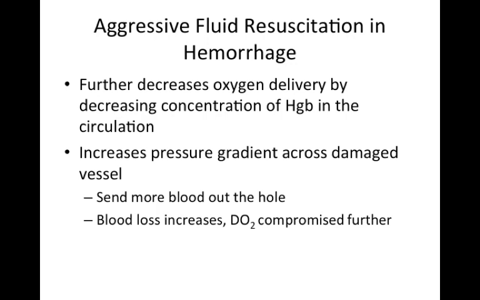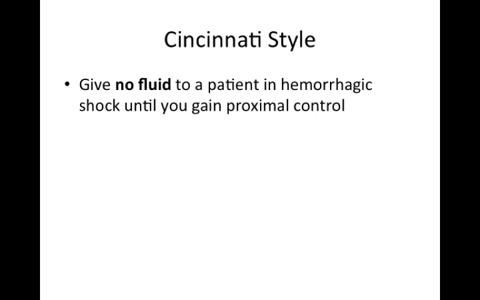If you give aggressive fluid resuscitation to patients with a hemorrhage, especially if a vessel is wide open, all it does is increase the pressure gradient across damaged vessels, sending more blood out the hole. Blood loss increases and oxygen delivery is compromised further. So maybe you should approach them Cincinnati style. It was the people in Cincinnati who do trauma there who first published papers regarding this no fluid resuscitation for patients who are bleeding. What their proposal was is that you should immediately stop the bleeding, gain proximal control, and then resuscitate the patients because you did not want to blow more fluid out the blowhole.